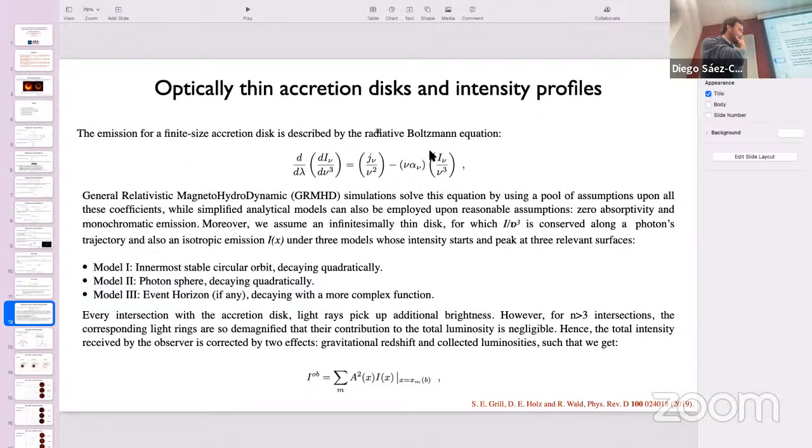This was proposed in 2019 by Gralla, Holz, and Wald, in order to give a simplified picture of how the effects of geometry will affect the intensity that you are going to collect in your observatories.